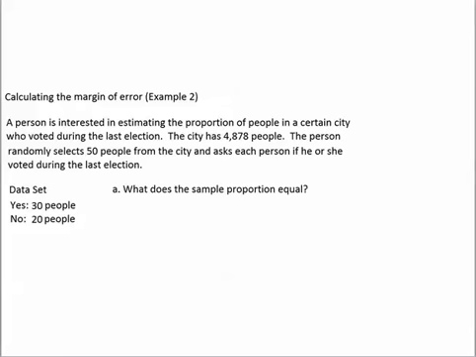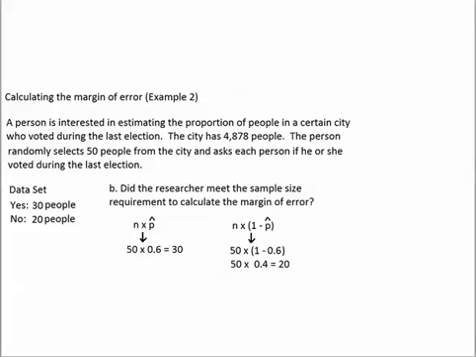So let's see what our sample proportion is. If 30 out of 50 people said yes, then the proportion is 0.6. We just have to divide the number of yeses by the sample size. So 0.6 of the sample, or 3/5 of the sample, said yes. So our p hat is 0.6. Remember, p hat is sample proportion. Now we can use this rule to see if our sample size was big enough to calculate the margin of error.